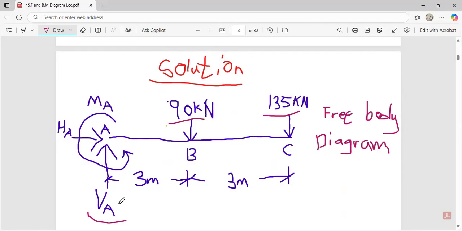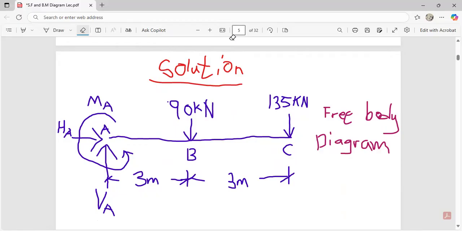So VA, because VA is moving upwards, is going to be positive. 90 is moving down, it's going to be negative. 135 is also moving down, it's going to be negative. The value we had for VA is 225 kilonewton. So in other words, it's going to be positive 225 minus 90 minus 135. Let's go down there and write it and see how it's going to look.